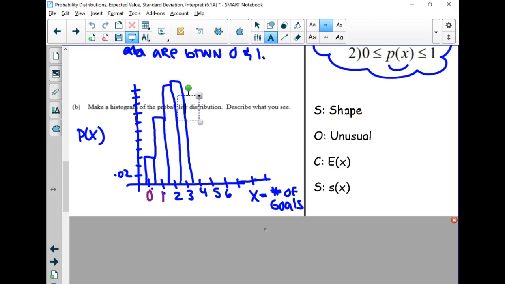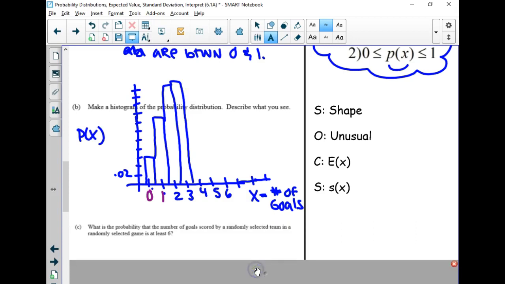Comment on the shape. That shouldn't be unusual for you. It's either symmetric, skewed left, or skewed right, if there's anything unusual. And then the center and the spread are the expected value and the standard deviation of the distribution, which I'm going to show you on the next slide.